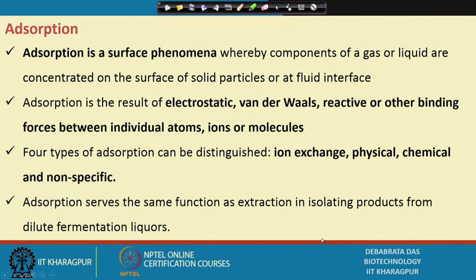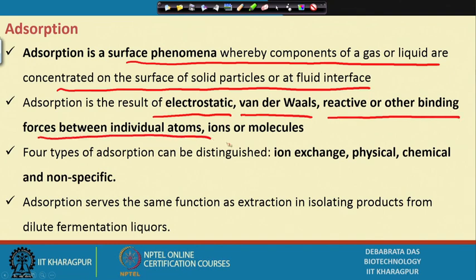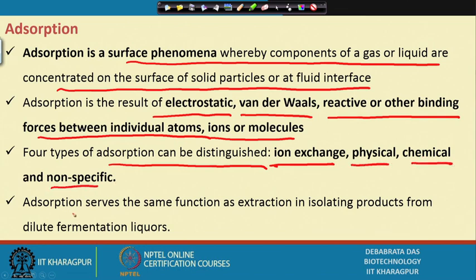Next is the adsorption phenomena. That is another technique that is largely used in downstream processing. Adsorption is a surface phenomenon whereby components of the gas or liquid are concentrated on the surface of the solid particle. Adsorption results from electrostatic, van der Waals, reactive and other binding forces between the individual atoms, ions and molecules. Four types of adsorption are distinguished from each other: ion exchange, physical, chemical and non-specific.